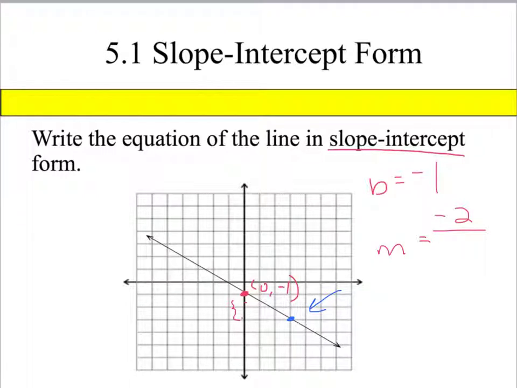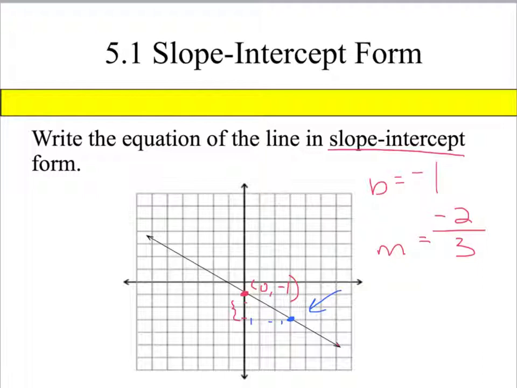Now we figure out what my run is. I'm going to go right from where I started. So I go 1, 2, 3. Right 3 spots. So I go down 2, right 3. And you can check that same slope if you go to another point: down 2, right 3, 1, 2, 3 would make that another point.